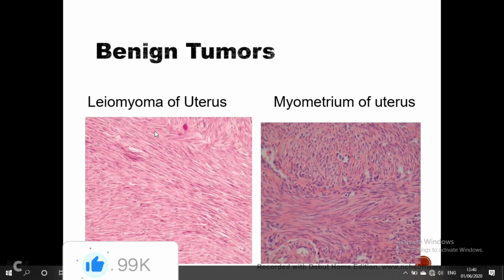This is a leiomyoma of the uterus, and this is the myometrium of the uterus. The myometrium of the uterus is composed of smooth muscle cell bundles. Similarly, a leiomyoma or fibroid of the uterus is also composed of the benign cells of the myometrium, that is, smooth muscle cells, but obviously it is bulky. It has a bigger size than the normal uterus. So it is a benign tumor, and see, they resemble each other very well.